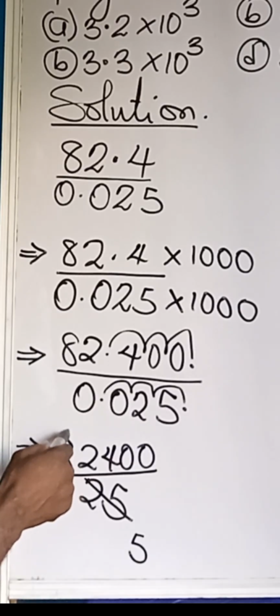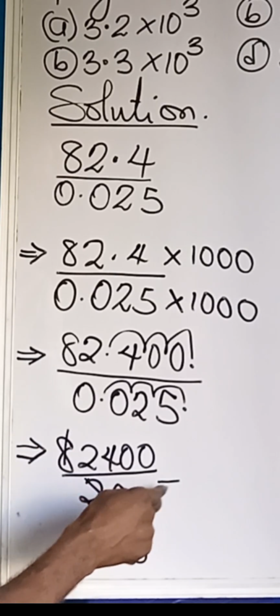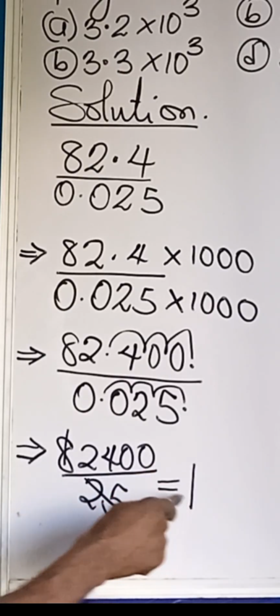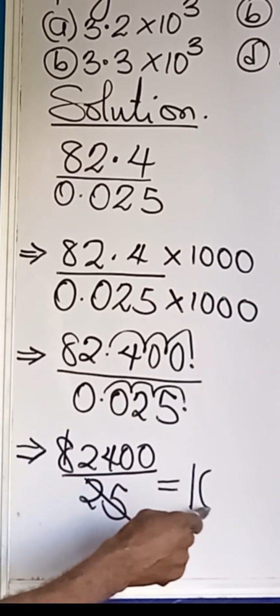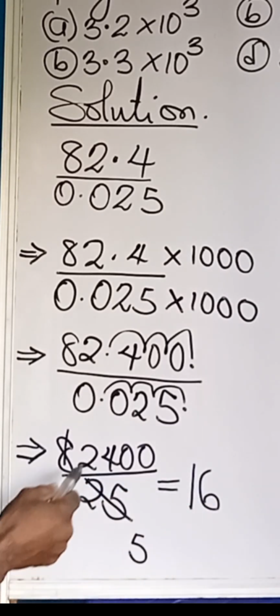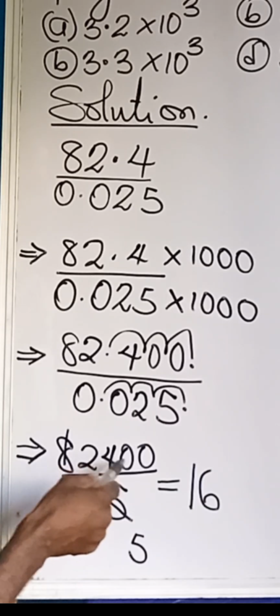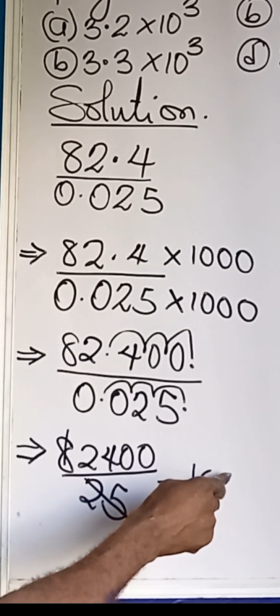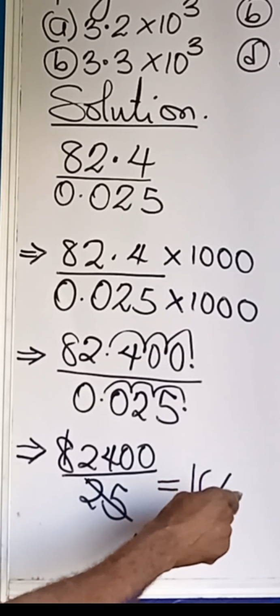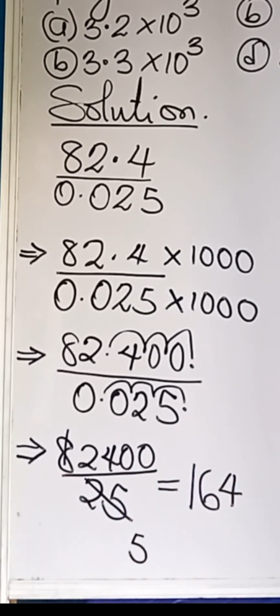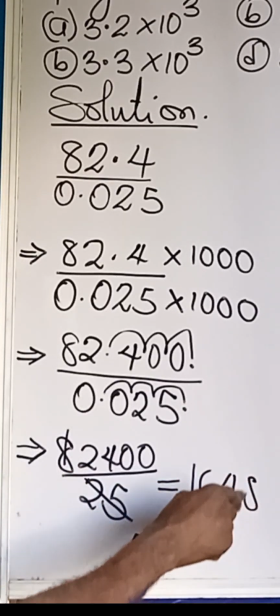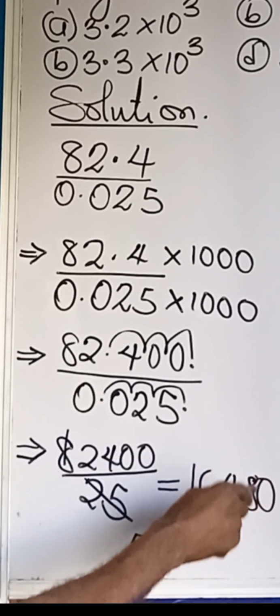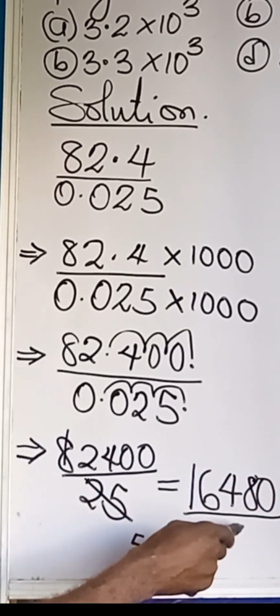So you say 5 goes in 8. What you have there is 1, remainder 3. 5 goes in 32, that is 6, remainder 2. 5 goes in 24, that is 4, remainder 4. 5 goes in 40, that is 8. 5 goes in 0, 0. Remember, we still have 5 under it.